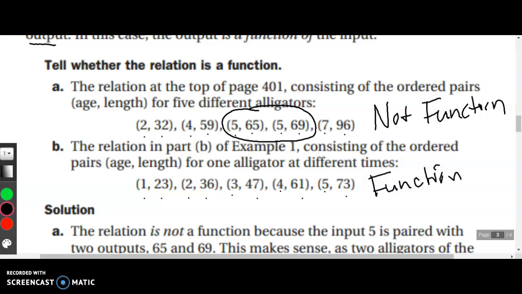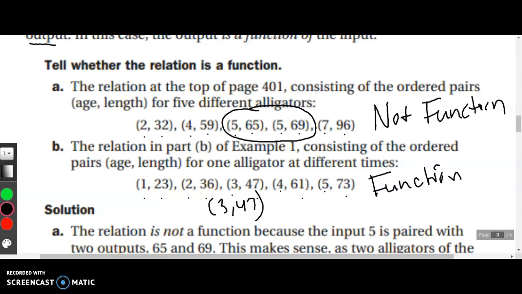Now, it's usually at this point where someone asks, well, what if the x value repeats but with the same y value? If the x value repeats with the same y value, it's considered to be the same point, and therefore it doesn't count as repeating. So for example, if we added another one and it was 3, 47, this would still be a function because 3, 47 and 3, 47 are the same ordered pair. It's not a repeating x value that goes to a different y value.